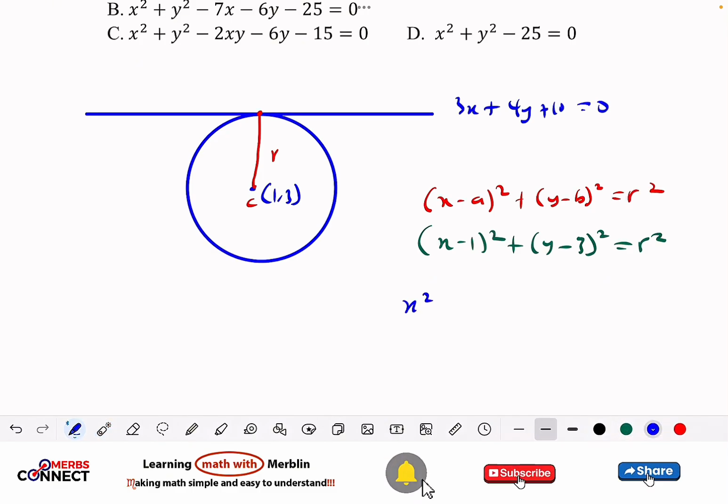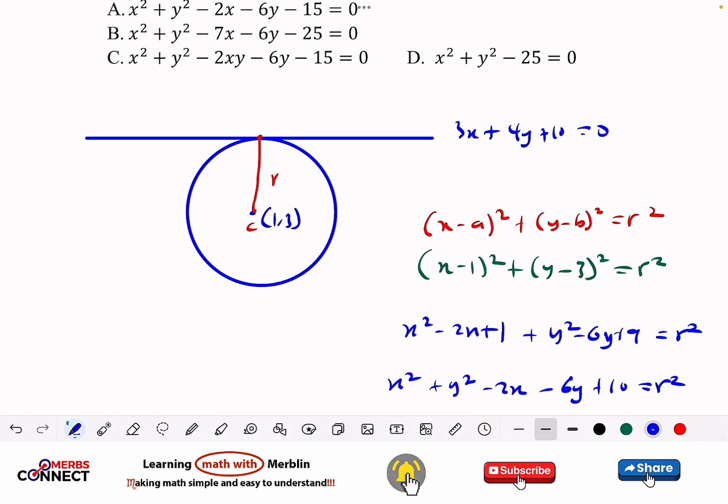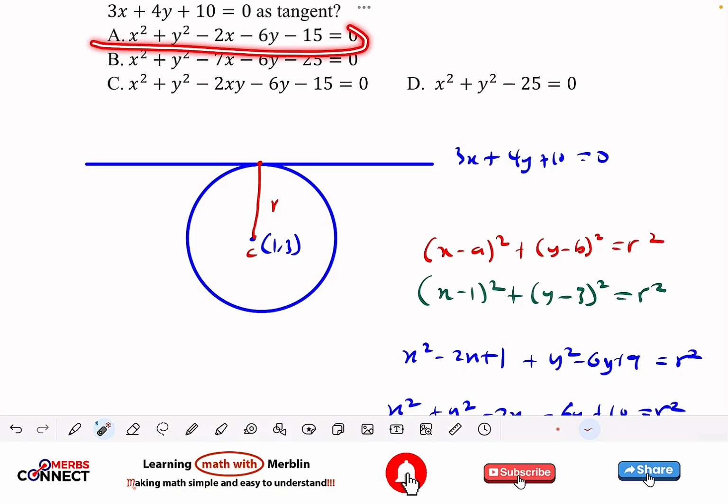So this is x squared minus 2x plus 1. This is y squared minus 6y plus 9, which is equal to r squared. So this is x squared plus y squared minus 2x minus 6y plus 10 is equal to r squared. We just need r, but let's confirm the option having something like x squared plus y squared minus 2x minus 6y. You see that among all the terms that we have here, it's only the A which is having what we have, like x squared plus y squared minus 2x minus 2y.